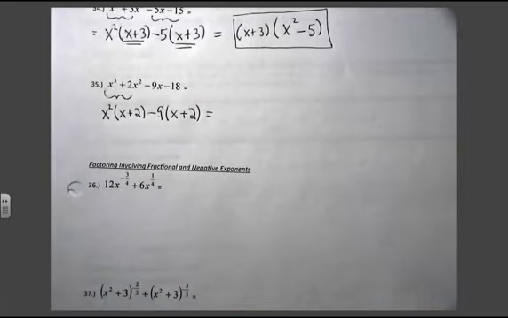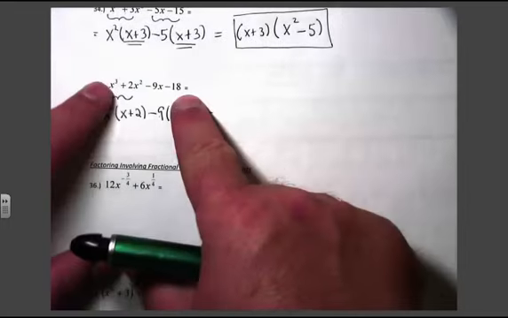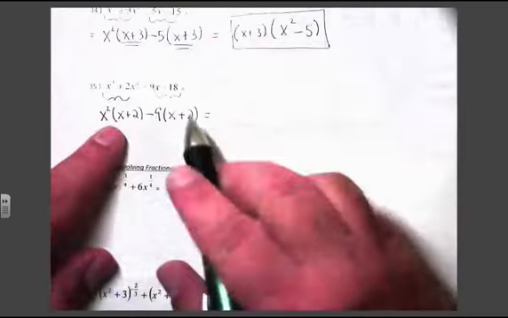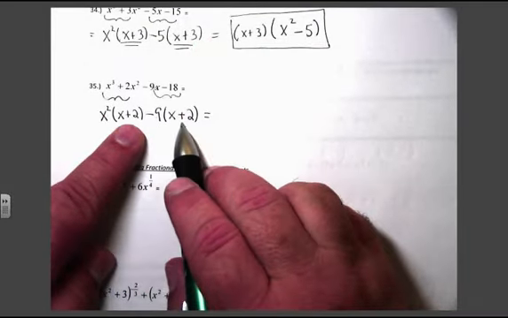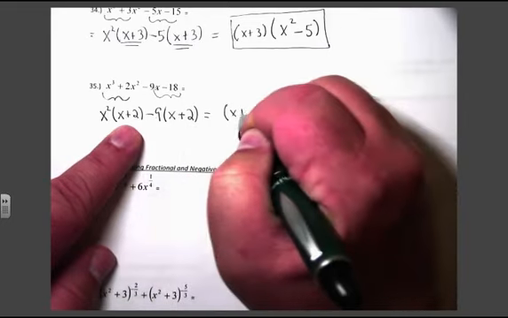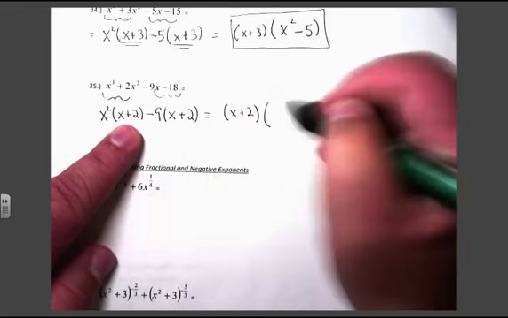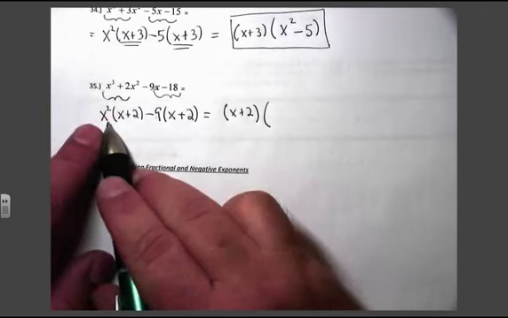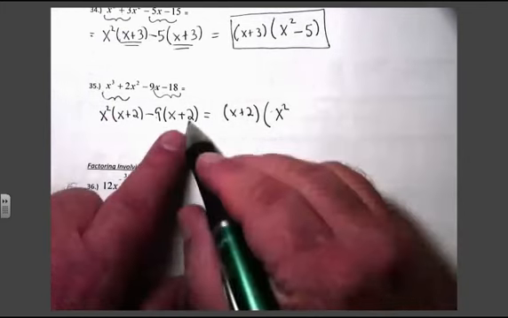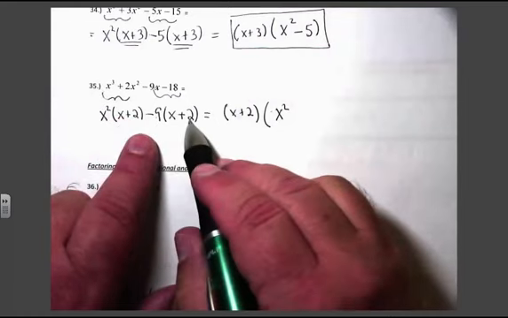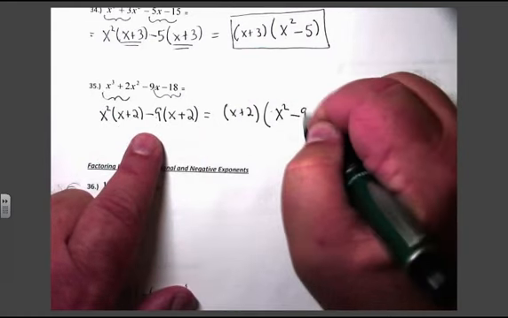Does that make sense? Now I went from 4 terms down to 2 terms. Terms are separated by pluses and minuses, a big minus in the middle. What do you got in common? X plus 2. Now once I pull out the x plus 2, what are you left with in this first term? X squared. And when I pull the x plus 2 out of the minus 9 times x plus 2, I'm left with the minus 9.